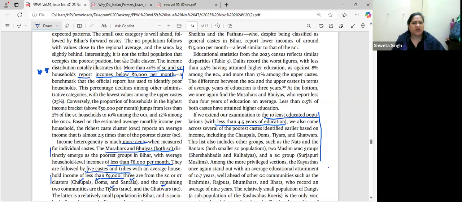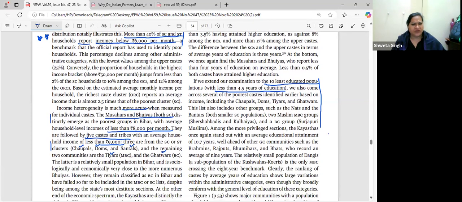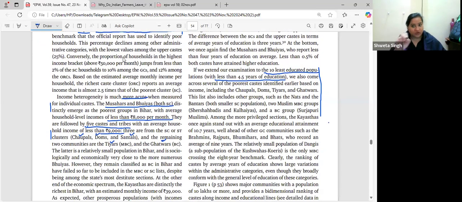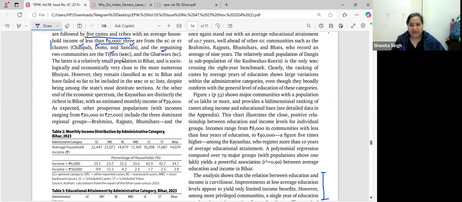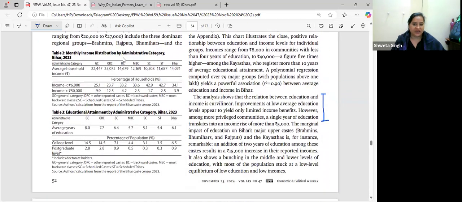I have put this here so that if someone is reading anyway, they read it fully. Chopal, Dom, Tiyar, Ghatwar. In Muslims, in MBCs, names are like Sher Shahbadis, Kulhayyas, and then you have Surajpuri Muslims. So just becoming aware of the names briefly. That's it. What is more important? And you don't see, I have not underlined it. Not required to be consolidated in the gist. Not required.